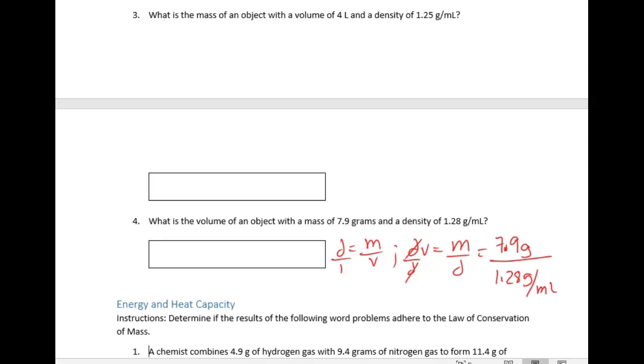Uh-oh, milliliters is on the bottom. I like the fact that grams canceled, so that's gone. I'm trying to get volume, but why is it on the bottom? It's not really, it's on the bottom of the bottom. 1 over milliliters equals milliliters, and that is equal to, I'm going to put it over here, I guess. What did I get? 6.172 mLs.